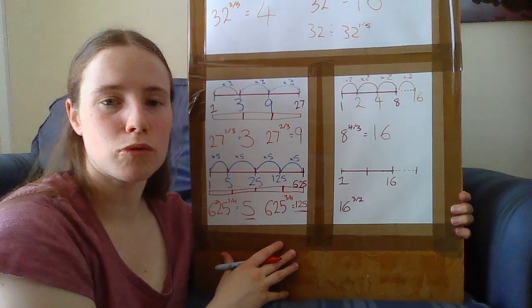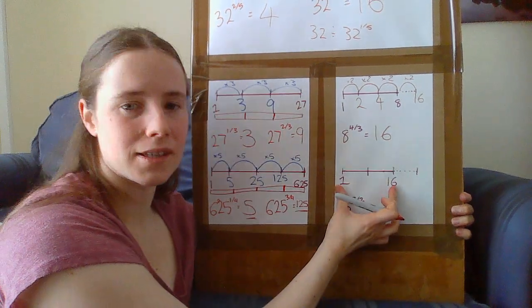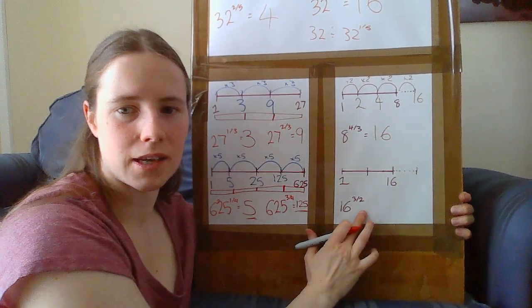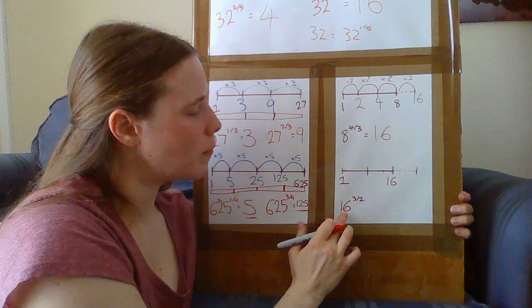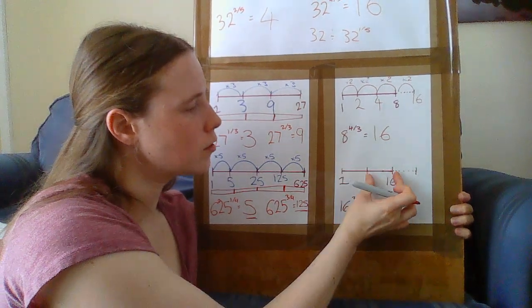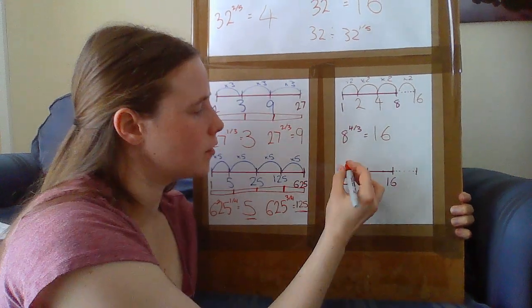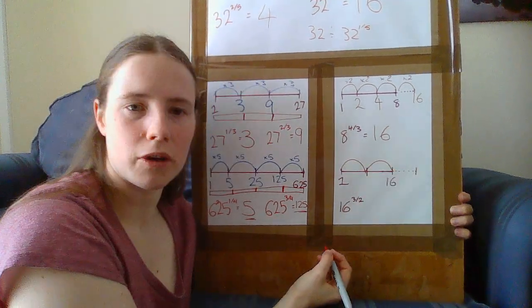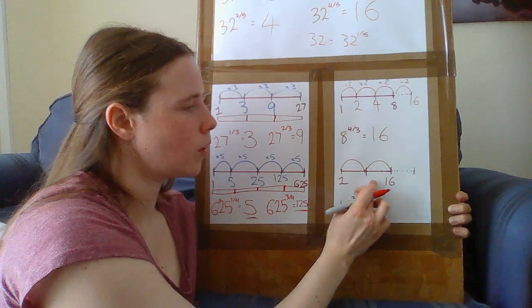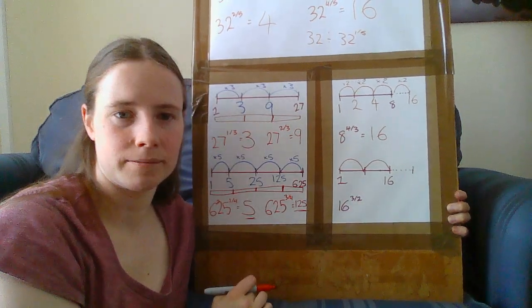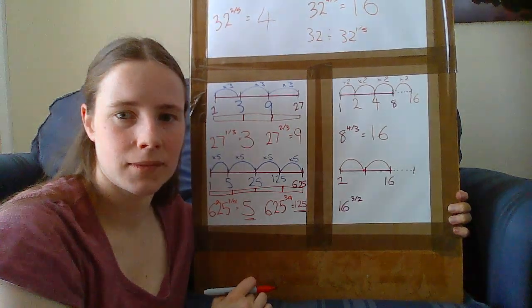So 16 to the 3/2, again, I've got 1 and 16. I've broken it into halves because that's the fractions I'm dealing with. And because I need 3 halves, 1, 2, I need to go a little bit further, so an extra half going along there. So 1 to 16 broken up into 2 jumps. Work out what goes there, and then you'll have your answer.